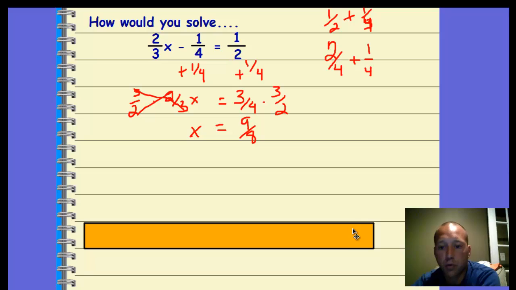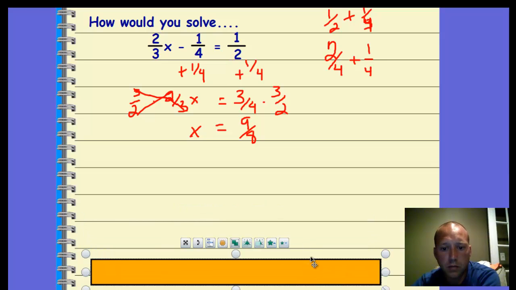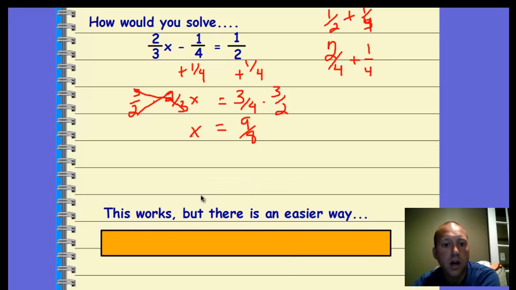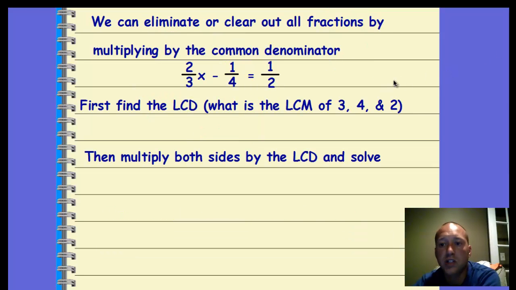The fractions were really simple for you. That might become difficult. This works, but there's an easier way. So let's talk about another method when the fractions get more difficult, and that's multiplying by a common denominator. So when we see the problem, we see there's multiple fractions, especially when you're adding and subtracting constants that are fractions. You want to look at the denominators.